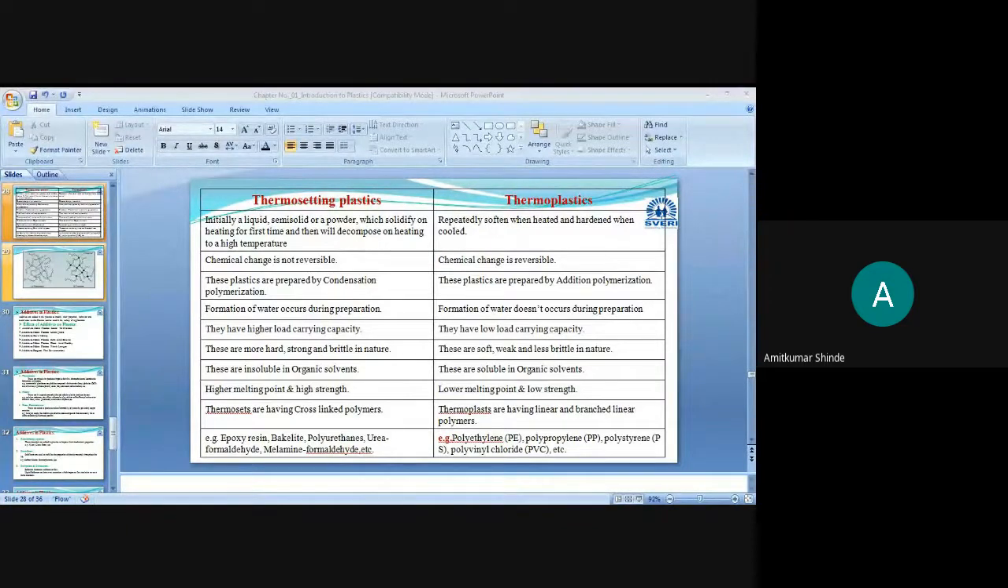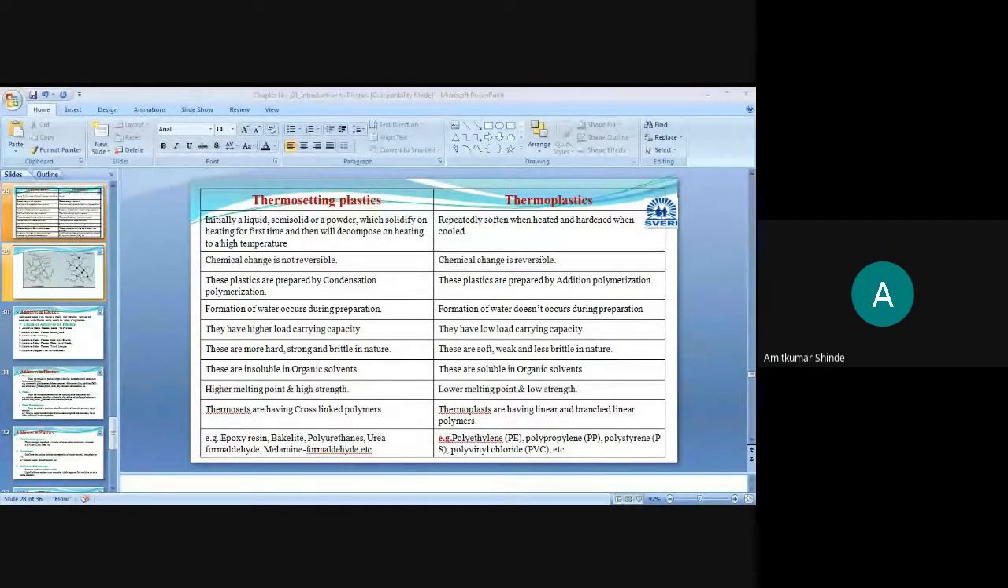Please note down these points also in your notebook. This is a very important point. Please note down this. Then I will move towards the next point. What are condensation polymerization and addition polymerization, I will explain in the next lecture. To understand this polymerization process, you have to go through the concept of monomer and polymers that we are going to see at the end of this lecture. Just try to remember this. By condensation polymerization, thermosets are formed, and by addition polymerization, these thermoplastics are formed.